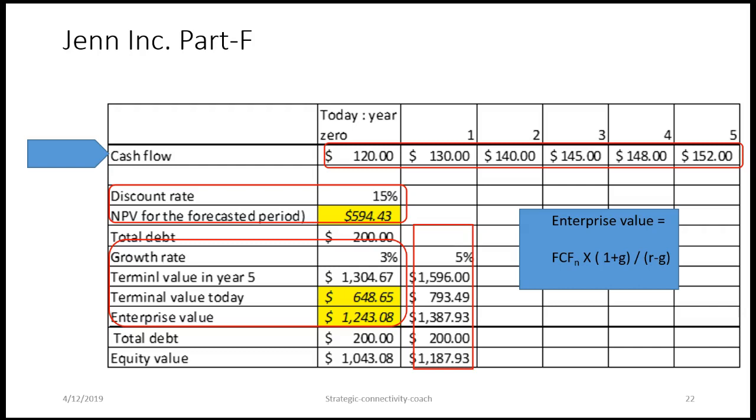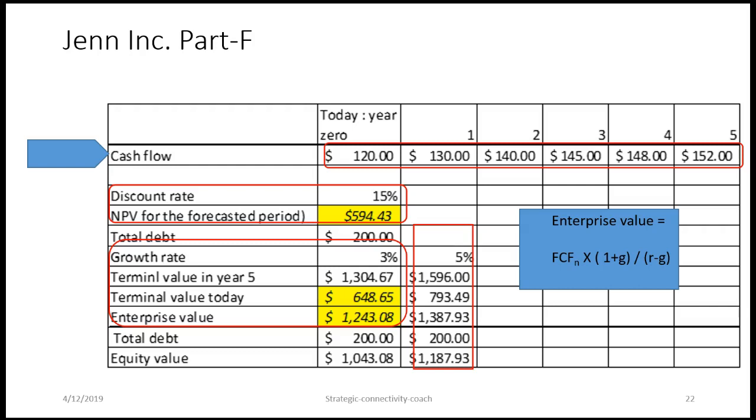If we use 3% as the growth rate, we will get a terminal value of 1304. How would we have done that? The future cash flow, the FCFN in the formula, at year 5 will be 152. G is going to be 3%, R is going to be 15%. When you do the calculation, you will get 1304.67.